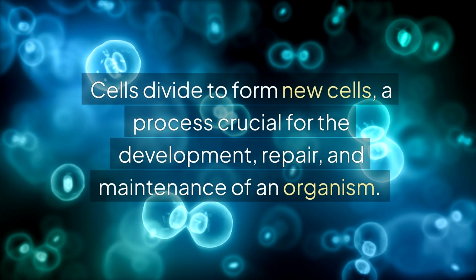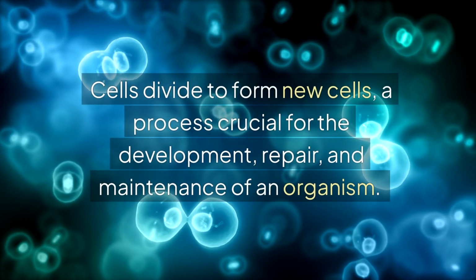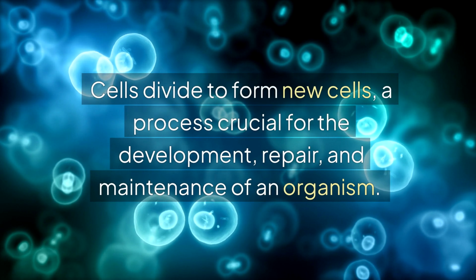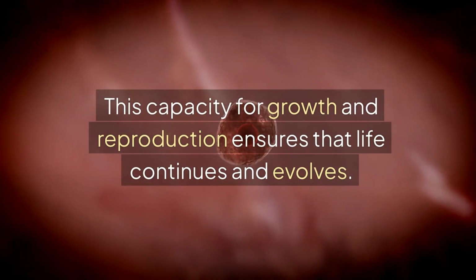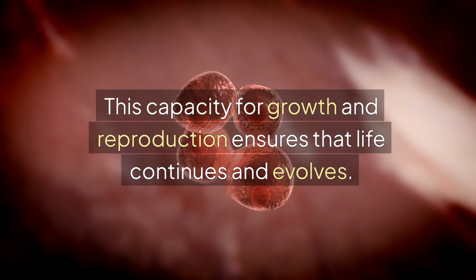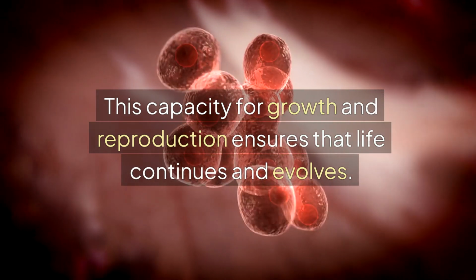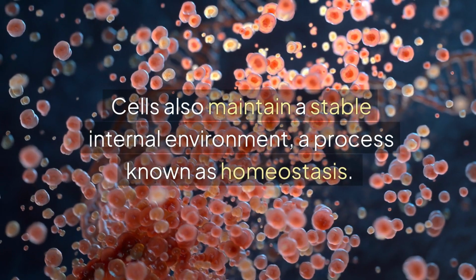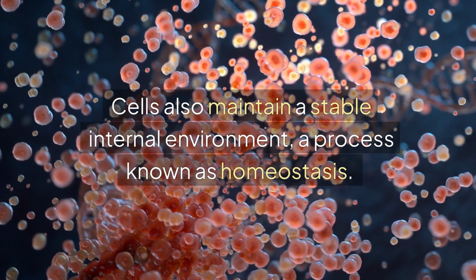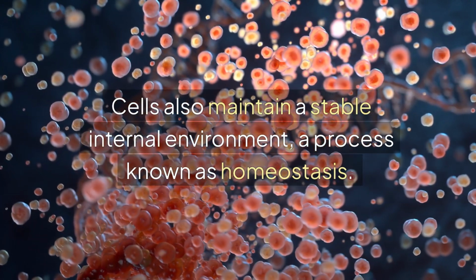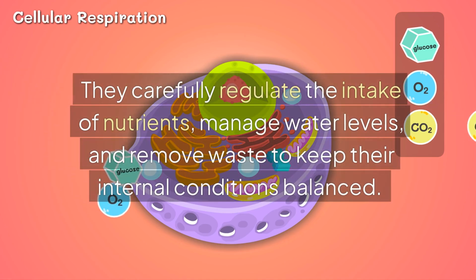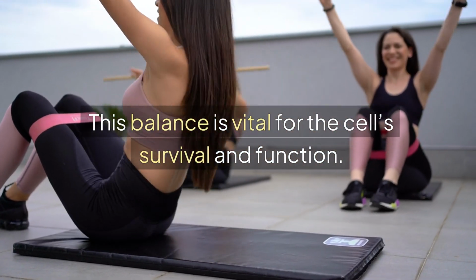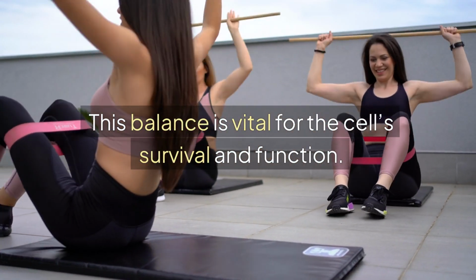Cells divide to form new cells, a process crucial for the development, repair, and maintenance of an organism. This capacity for growth and reproduction ensures that life continues and evolves. Cells also maintain a stable internal environment, a process known as homeostasis. They carefully regulate the intake of nutrients, manage water levels, and remove waste to keep their internal conditions balanced. This balance is vital for the cell's survival and function.